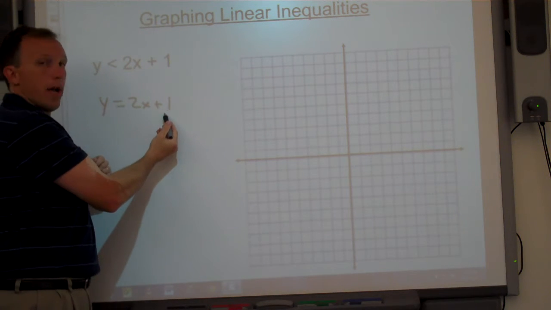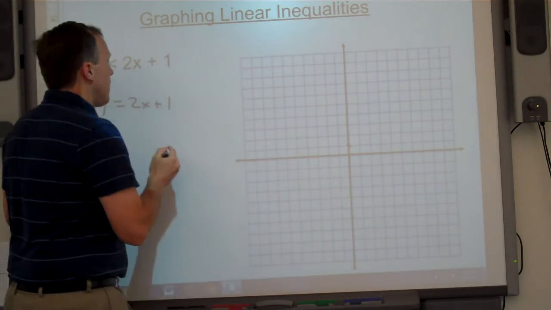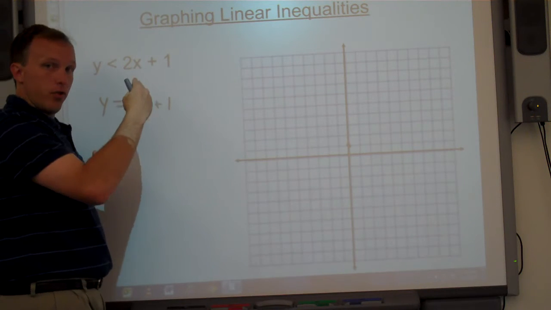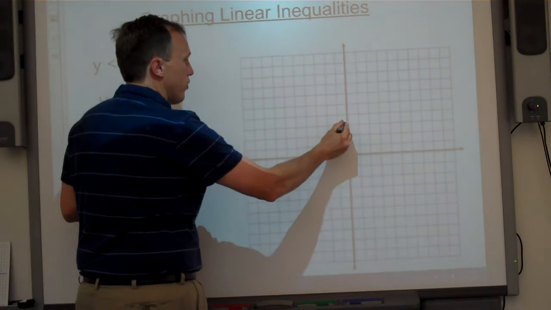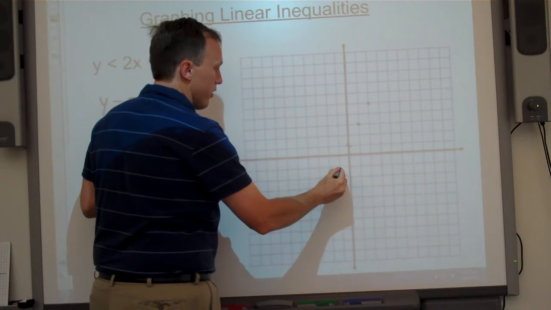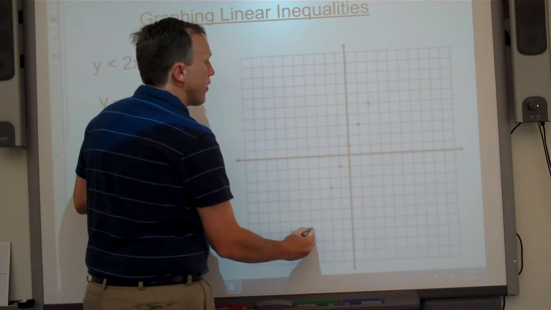So, given the y-intercept, we can plot this point, 0, 1, and then we can use the slope. The slope is 2, so that means a rise of 2, a run of 1, so we can go up 2 over 1, up 2 over 1, and so on and so forth. Okay? I'll just fill it in with a few more. All right, and now I'm going to draw this line.